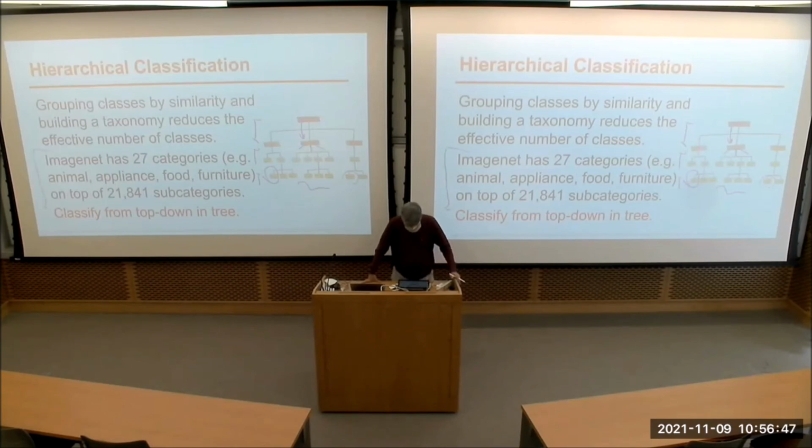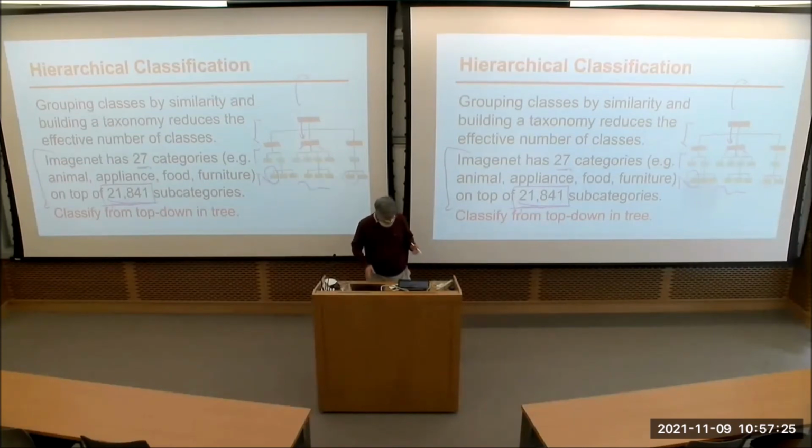ImageNet is a famous test bed and problem in computer vision. When I looked at this, there were 27 categories of things, okay? But there were 21,000 subcategories. If you wanted to guess what something is, your problem is much easier if you figure out which of the 27 high order categories you are in, and then keep going down, rather than try to handle this with 21,000 separate one against all classifiers. Any questions about that?